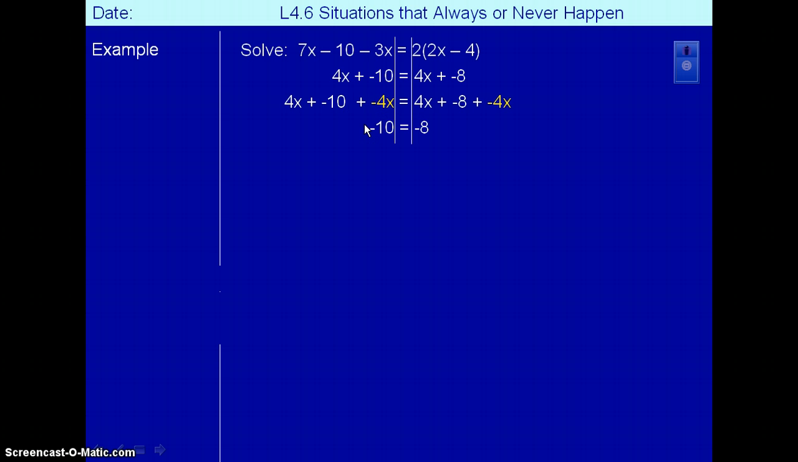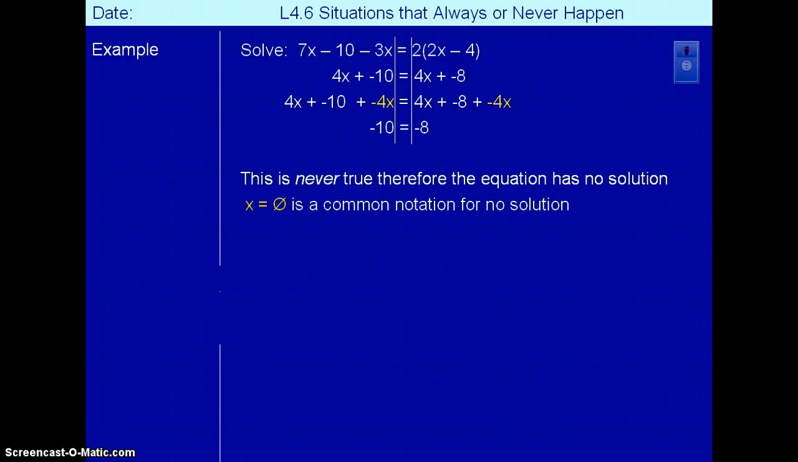Wait a second, that's not right. This is never true. Negative 10 is never equal to negative 8. Therefore, this equation has no solution. This equation has no solution. And if we want to write that, we often write x equals the null set. This is a common notation for no solution.